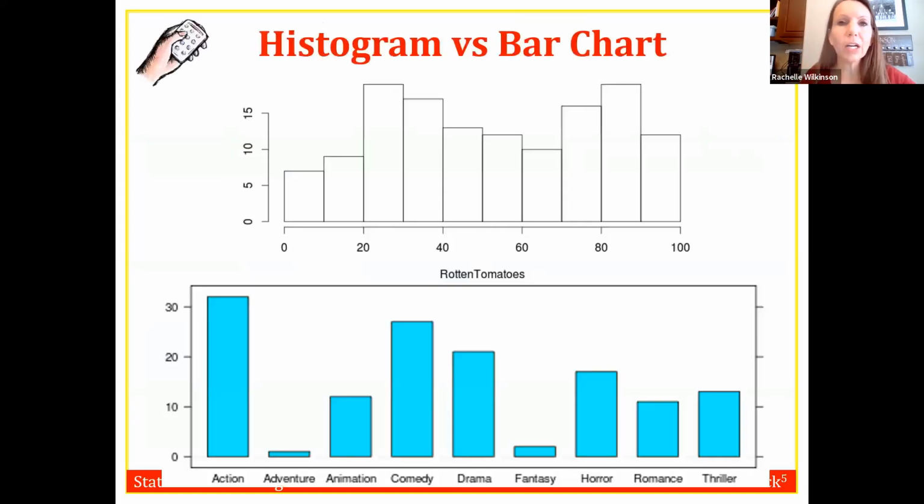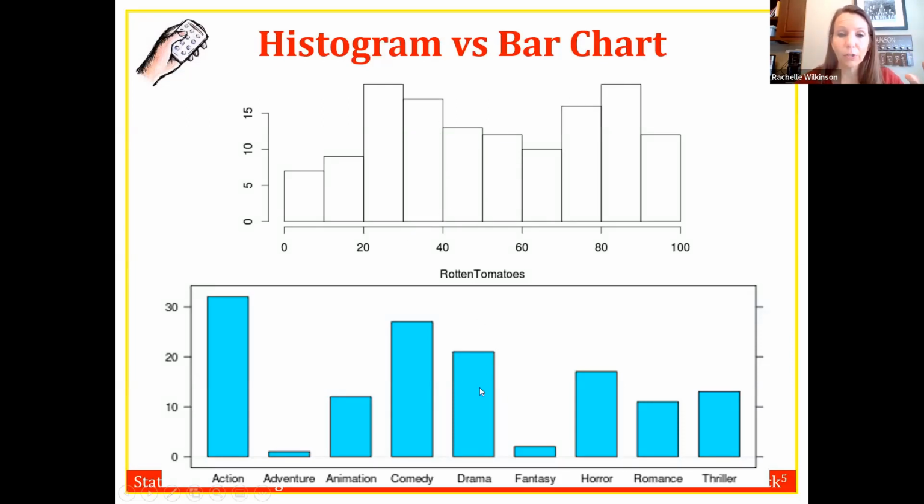Okay, so here I just want to compare and contrast histograms versus bar charts, because students often get these confused because they're both graphs and they both have bars on them. So it can be really tempting to call a histogram a bar chart because, like I said, it's a graph, it has bars on it. But when we're talking about a bar chart in statistics, we're very specifically referring to a bar chart for categorical data. And if we're using a chart that has bars on it for quantitative data, then we call it a histogram.